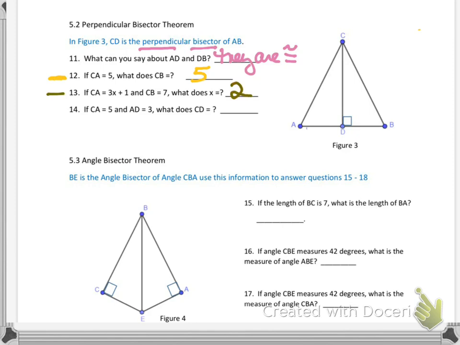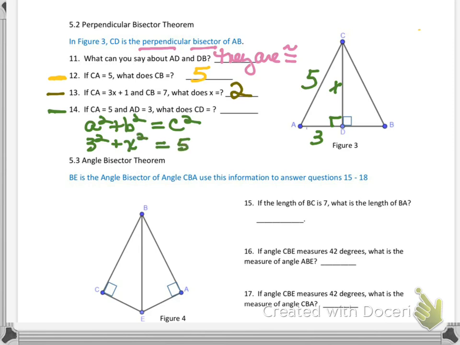Okay, let's go on to the next problem. The next problem we'll do in green. It says if CA is 5, so label this 5, and AD is 3. Oh, interesting. What does CD equal? So we'll put a CD of x. So what do you know? You know the Pythagorean Theorem. Pythagorean Theorem is a squared plus b squared equals c squared. So that means the legs, which are the 3 side plus the x side, squaring each of those has to equal 5 squared.